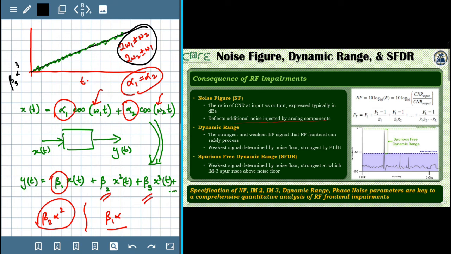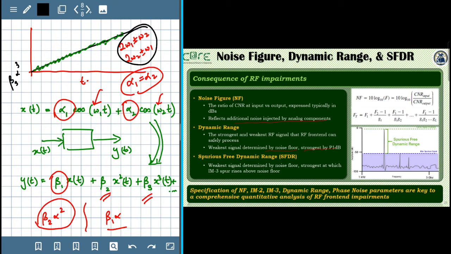The dynamic range typically refers to the strongest and the weakest signal that the RF front-end can safely process. The weakest signal is determined by the noise floor, because signal levels below the noise floor are not going to be visible to the RF front-end and cannot be processed. The signals above the P1 dB point are similarly also distorted too much to be safely processed.